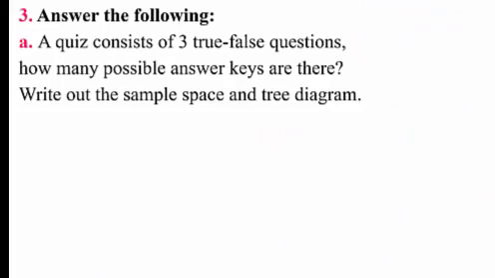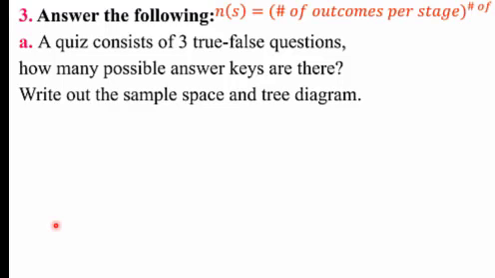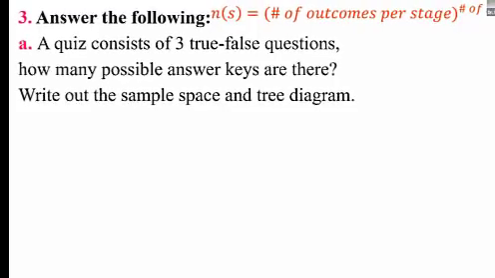A quiz consists of 3 true-false questions. How many possible answer keys are there? Write out the sample space and tree diagram. I'm going to give you this formula. I want you to pay attention to this. N of S, the sample space, is the number of outcomes per stage, raised to the power of the number of stages.